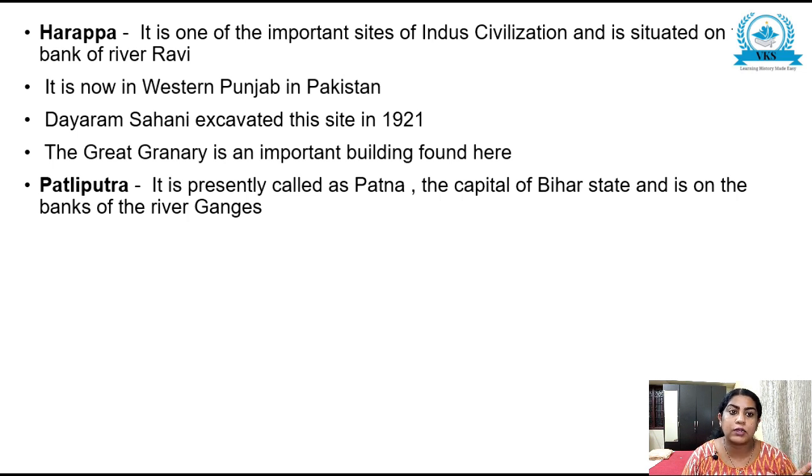First you have to mark the place in the map, then write the place name and the explanatory note. That is how you will get 2 marks.